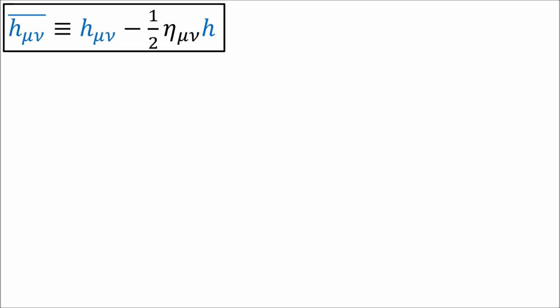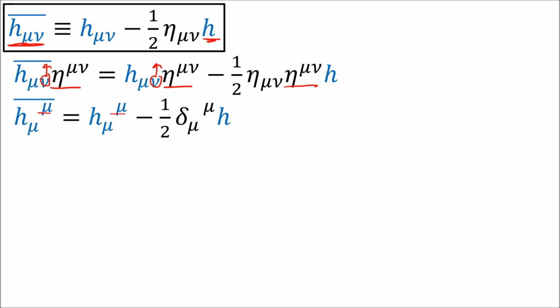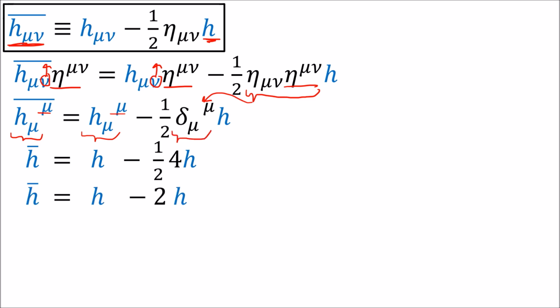Now recall that the formula for the h-bar components involves the trace of h. If we sum all terms in the equation with the inverse metric, this will raise indices on h-bar and h, and also cancel with this metric to give us a Kronecker delta. This becomes the trace of h-bar, this becomes the trace of h, and the trace of the Kronecker delta in 4-dimensional spacetime is just the trace of the 4x4 identity matrix, which is 4. Simplifying this equation, we get that the trace of h-bar equals the negative trace of h.